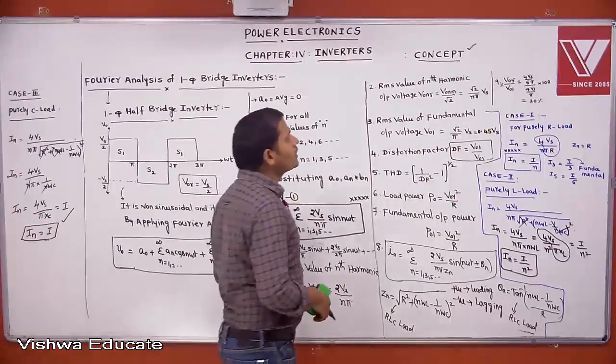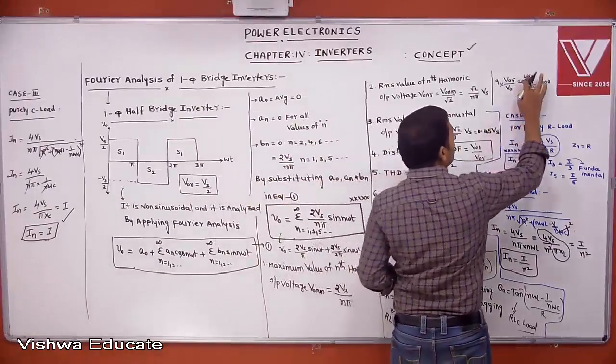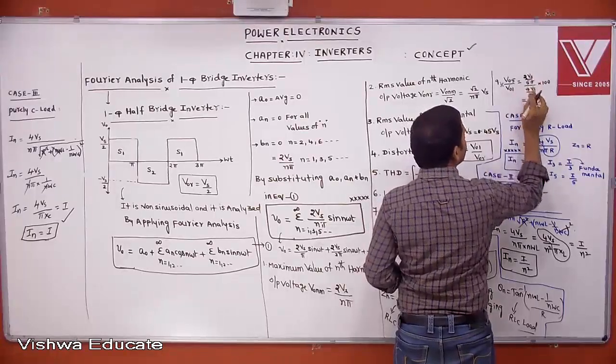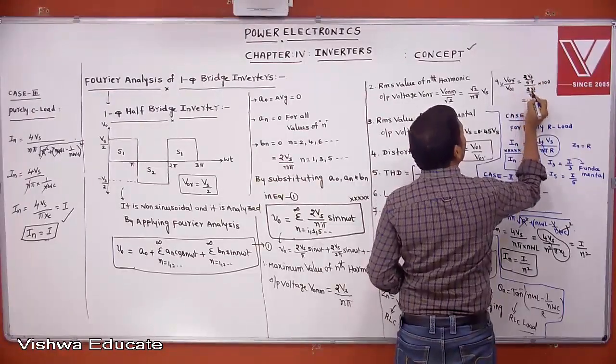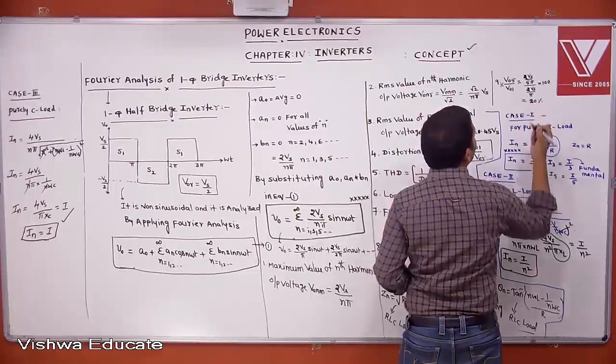Yes, this is the same. 2 Vs by 5 pi, that is 2 Vs by pi. This percentage is the same, 20%.